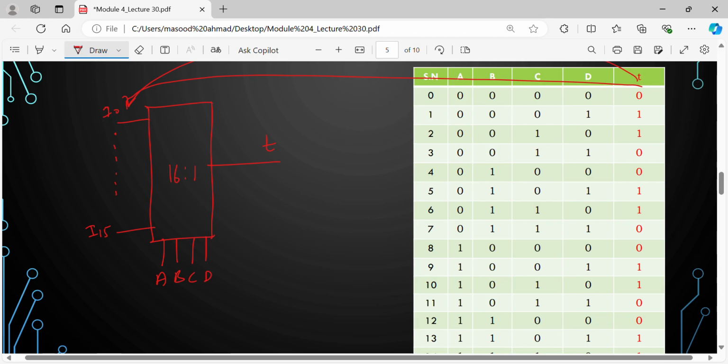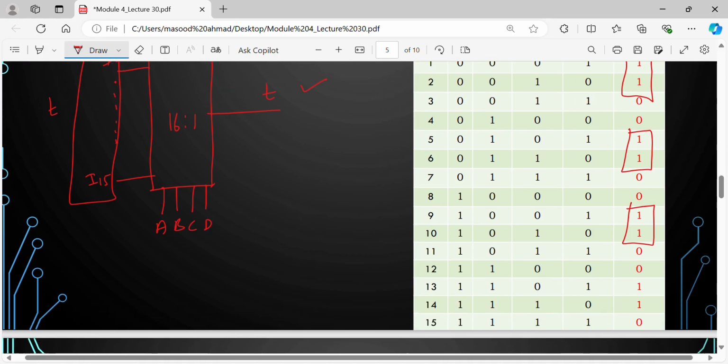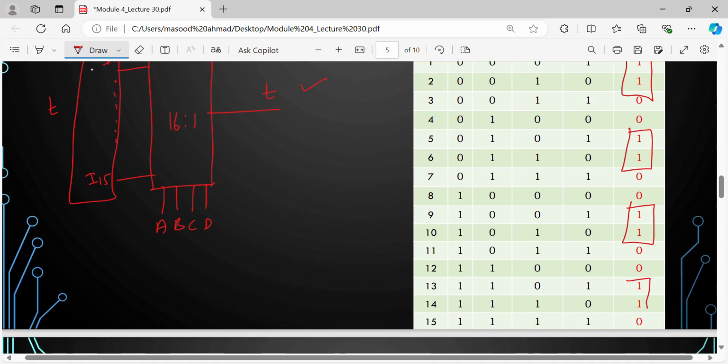Okay. By using 4 16 is to 1 muxes, what we are applying here is T, and what we are going to get is T, because it is a selector, right? So what exactly I need to do? I need to connect 1 and 2 to VCC, then 5 and 6 to 1, then 9 and 10 to 1, then 13 and 14 to 1. Rest all connected to ground. Okay. If I do that, then T I am going to get.